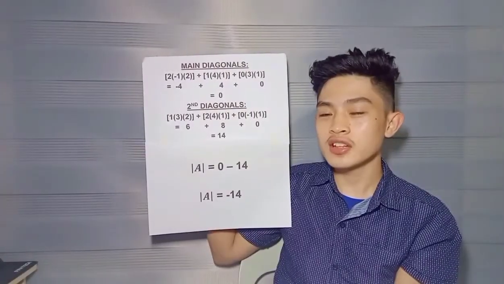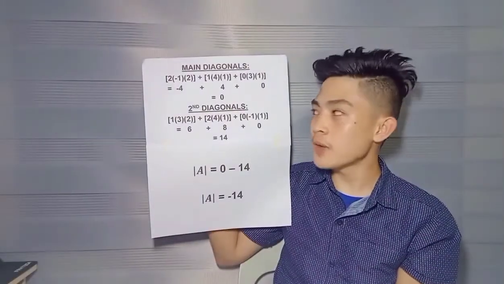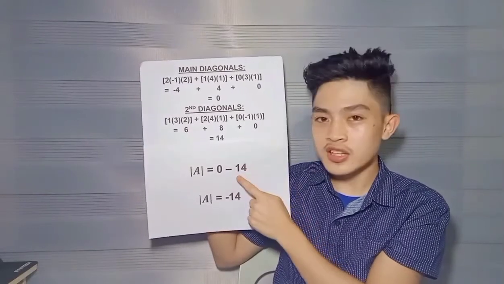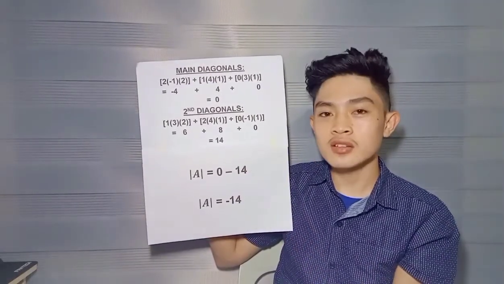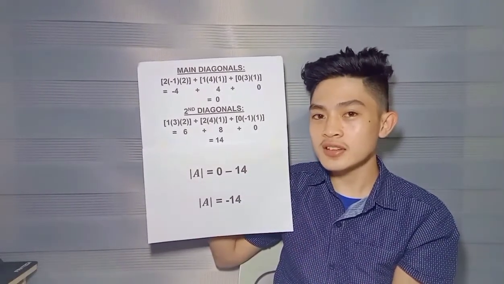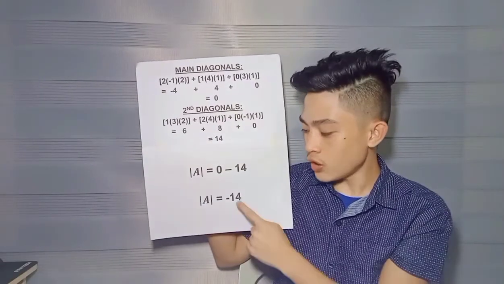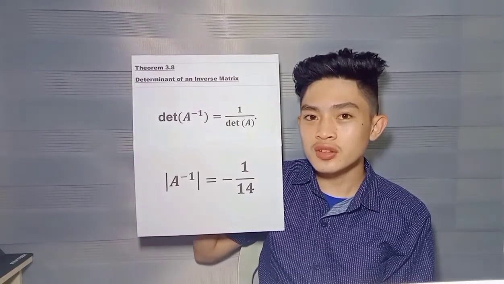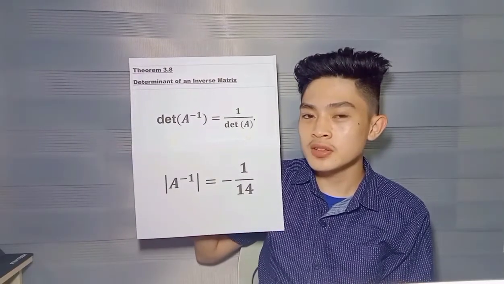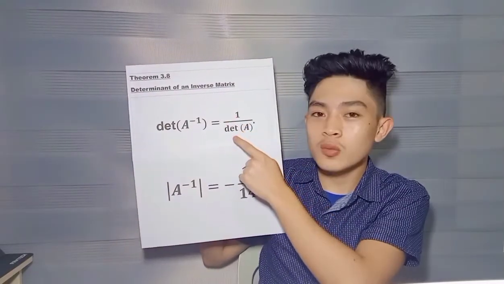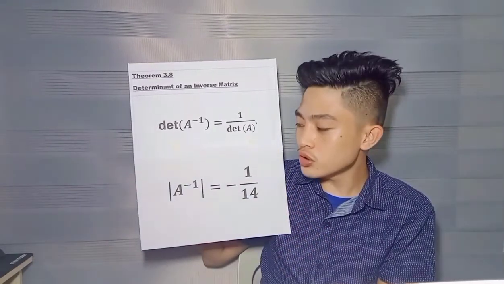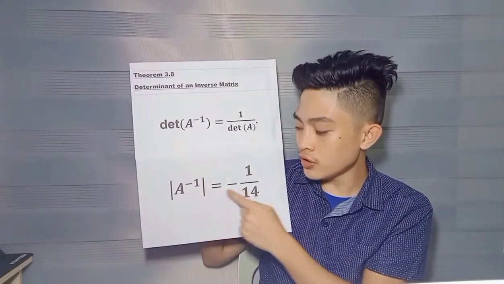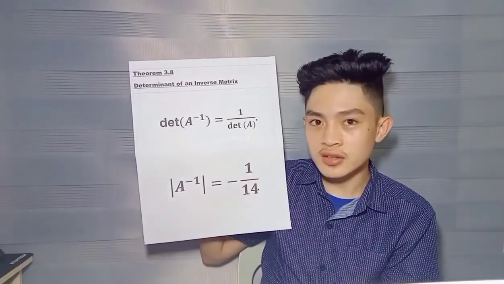In order to find the determinant of A, we must subtract the second diagonal from the main diagonal, which is 0 minus 14. Therefore, the determinant of matrix A, given by a 3 by 3 matrix, is equal to negative 14. The last step is to use the formula of the determinant of an inverse matrix, 1 over the determinant of A, to conclude that the determinant of inverse A is equal to negative 1 over 14.